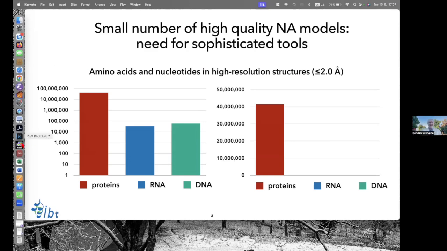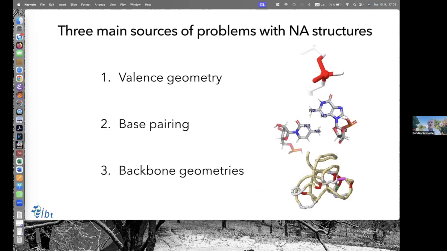It's really about 50,000 RNA and DNA nucleotides, and like 60 or 70 million amino acids. Okay, so we have to be very careful how we treat these molecules. These structures are very precious.